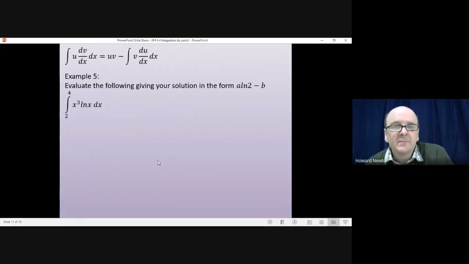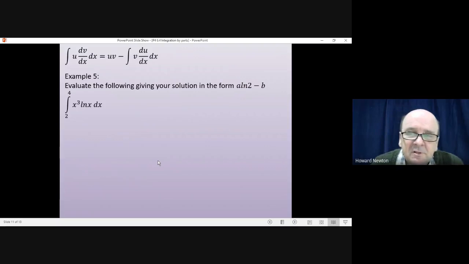Okay, last example. The only thing that's different on this example is we've been given limits to use for the integral. So we're trying to integrate this between x equals 2 and x equals 4. And we've been asked to give our solution in the form some constant times log 2 minus some other constant. We'll let u equal log x, and we'll let dv by dx equal x cubed.